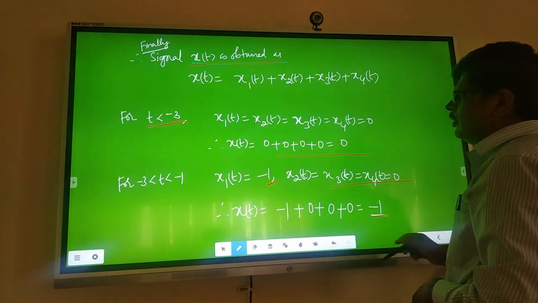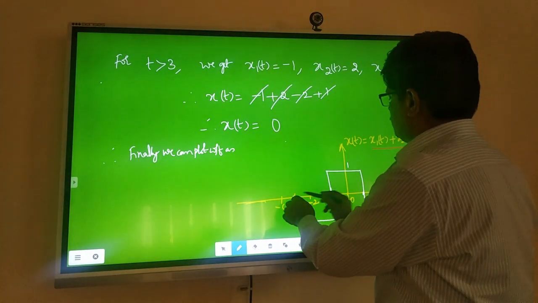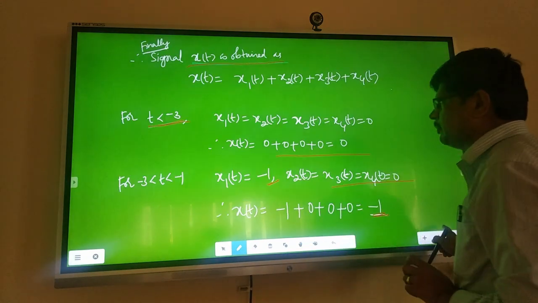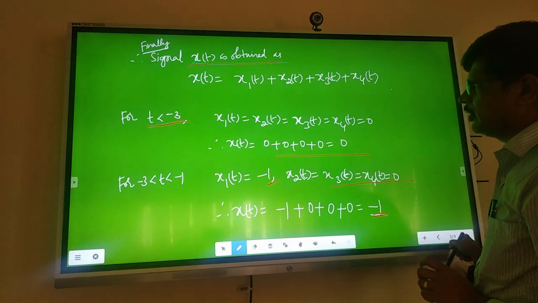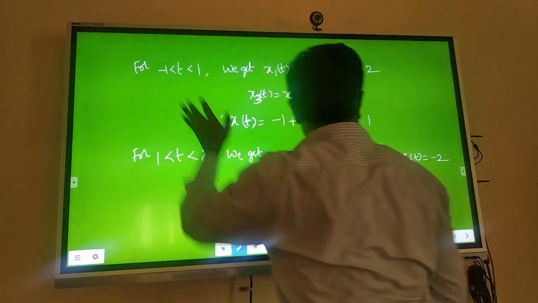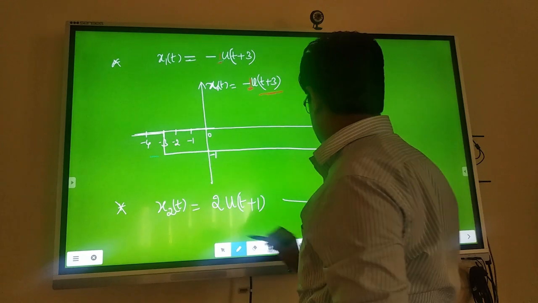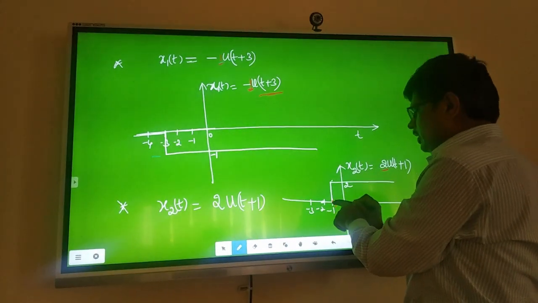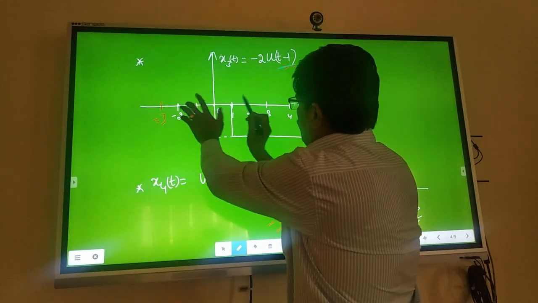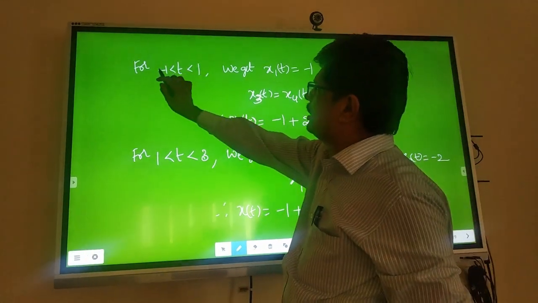Between minus 3 and minus 1, its value is minus 1. Therefore, I am writing here, minus 3 to minus 1, its value is minus 1. Now, minus 1 to 1 I want. Next is t greater than minus 1 and less than 1. See how I am selecting? Up to here is over. The next one starts from minus 1 and the one after starts from plus 1. Minus 1 to 1 I want.